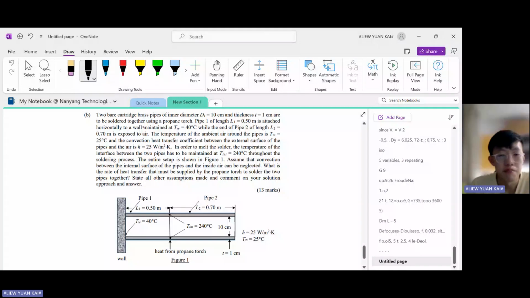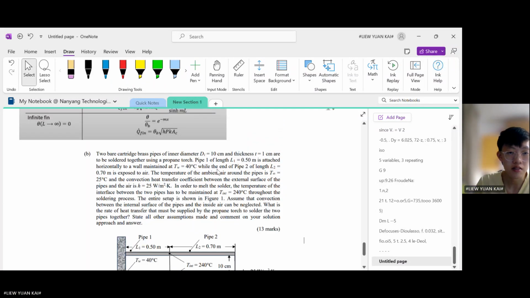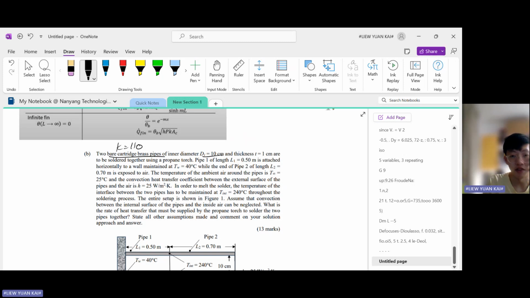Okay, question 1b. Two bar cartridge brass pipes of inner diameter Di equal to 10 centimeters. If you refer to the property table, this has a conductivity of 110. This is converted into meters, because meters are SI units. Di is equal to 0.1.